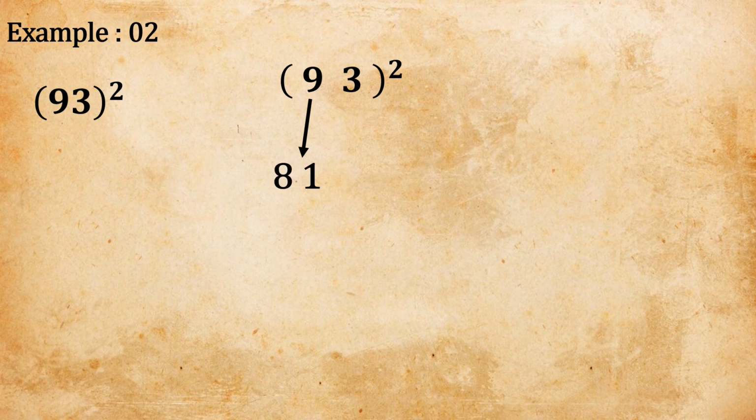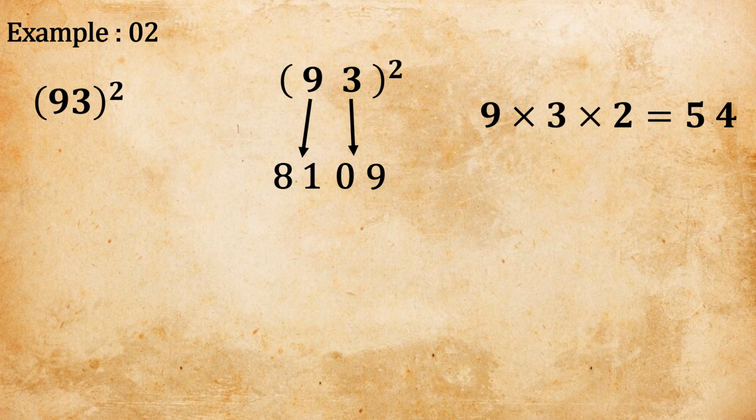Let me give you another example. Suppose this time you need to find the square of 93. So first, write the square of 9, which is 81, and the square of 3, which is 9. But here we need to write a two-digit number, so we will add a 0 in front of 9 to make it 09. So it becomes 8109. After that, you need to multiply the numbers 9, 3 and 2 together.